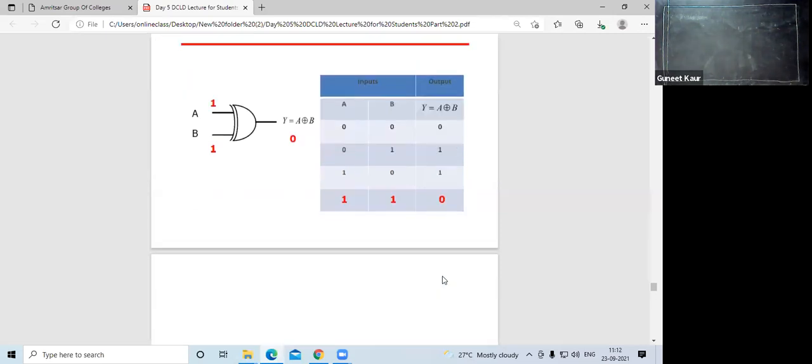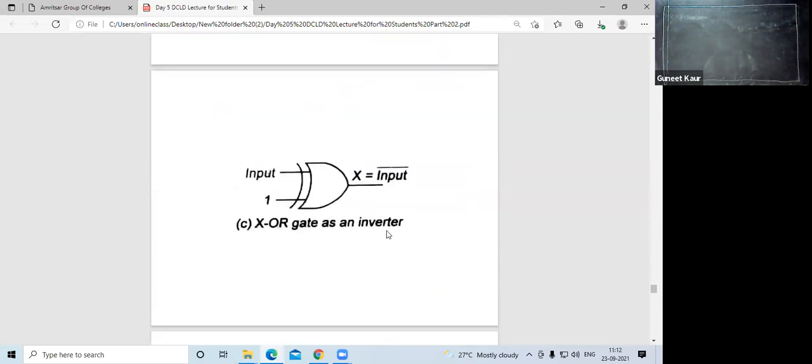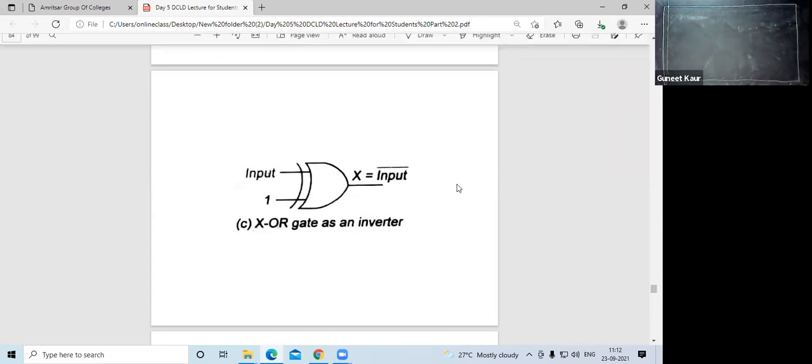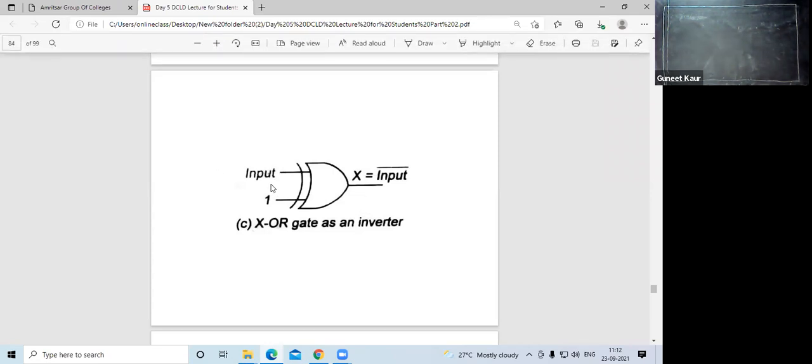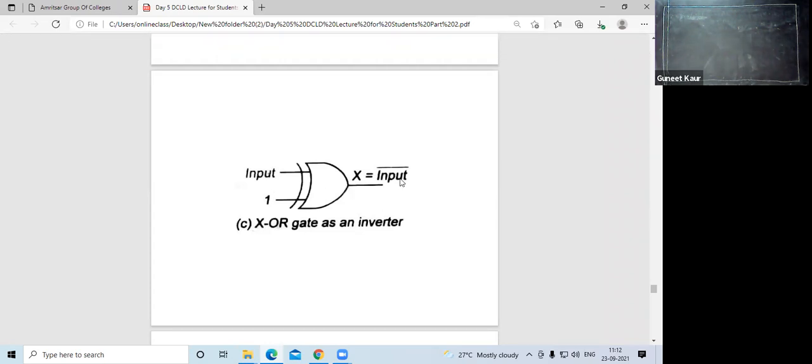Next, this is the symbol. This can also be used as an inverter. If one input is 1, then for 1 1 the output is 0. If the input is 0, then for the 0 1 combination the output of the XOR gate is 1. So the output is the complement of the input, and the XOR gate is used as an inverter.